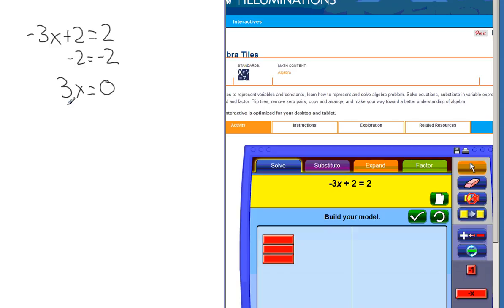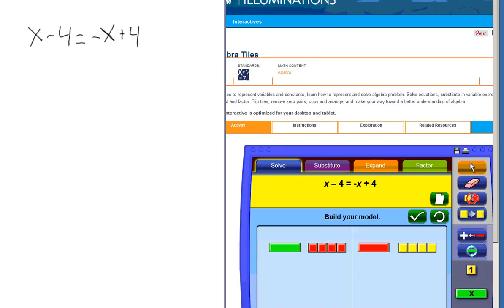Or from the model side, you can divide both sides by 3 equals 0. And that's going to give us our solution of x equals 0. Our next equation is going to be x minus 4 equals negative x plus 4. So this time we have x's on both sides and numbers on both sides.